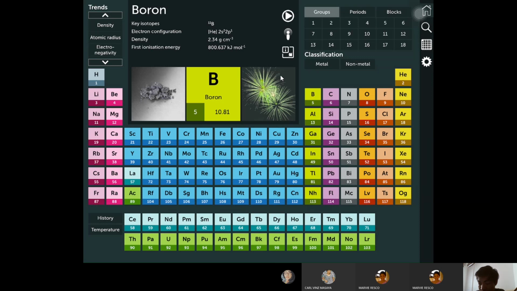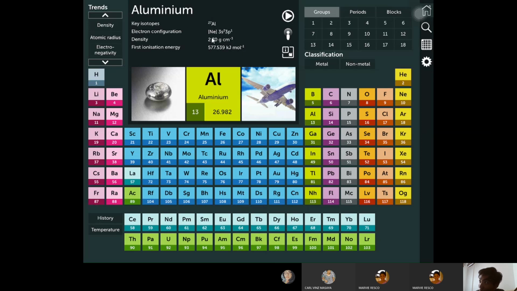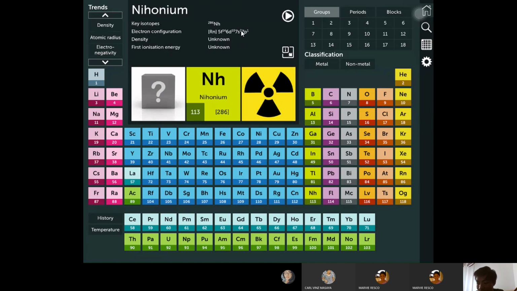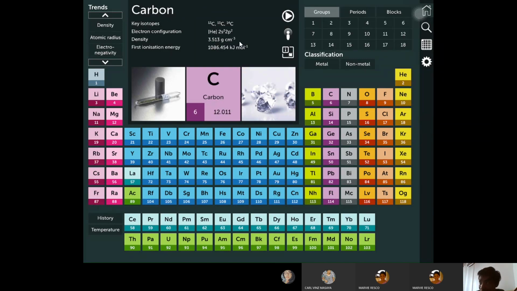Punta tayo sa group 3, sa boron family. So sa group 3, boron family, ilan yung valence electrons? Tatlo, no? 2s2, 2p1. Tingin tayo kay aluminum, 3s2, 3p1, no? So yung ending nila pare-parehas, no? S2p1, no? Group 4 naman tayo. Ilang valence electrons kaya yon? 4, no? Tignan nyo. 4 yung valence electrons niya.